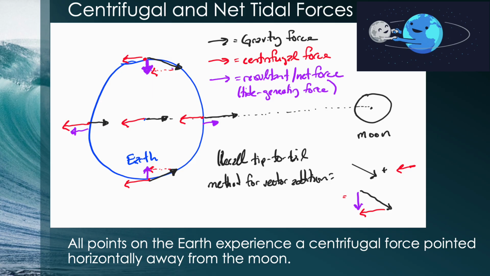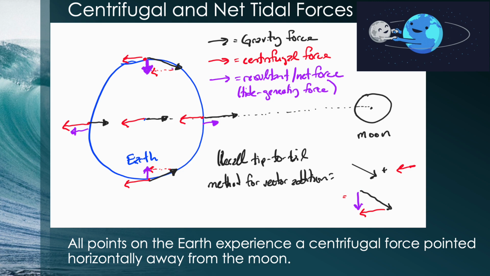And what we can see when we do these vector additions is that we get some very interesting stuff. On the near side to the moon, the zenith, on the right-hand side of the moon there, the purple arrow points towards the moon. And that's because on the near side the gravitational force is a little bit stronger than the centrifugal force, because we're closer to the moon, so that gravitational force is stronger. So we get a pull towards the moon.